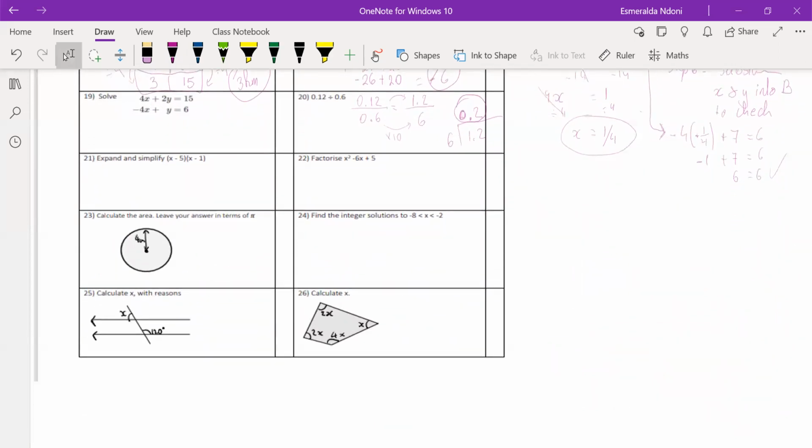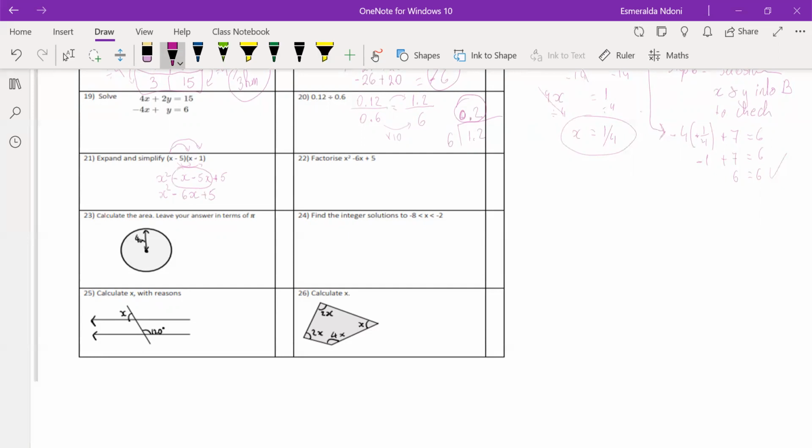Expand and simplify. We know now that every number or letter in the first bracket is going to multiply the second one. So x times x, x squared. x times -1, -x. -5 times x, -5x. -5 times -1 is a +5. Two negatives make a positive. x squared, I collect like terms. They'll give you a -6 plus 5. And that is finished. You expanded and simplified by collecting like terms.